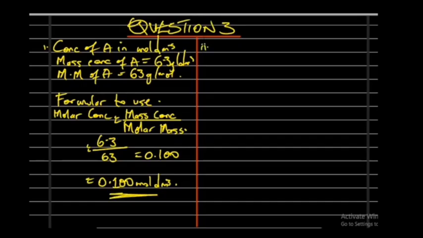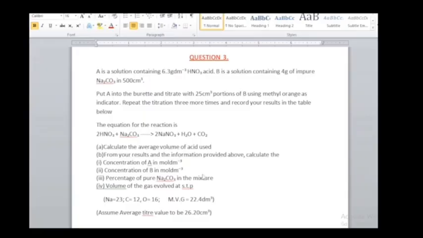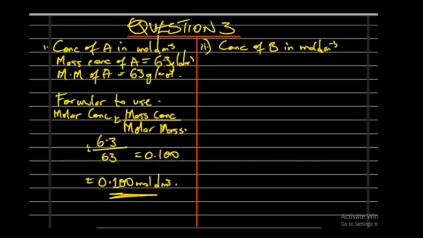And then 2, we are told to calculate the molar concentration of B in moles per dm cube. That is what the second question they told us to calculate, concentration of B in moles per dm cube. So this is how we go about that. Formula to use, we are using CAVA over CBVB equals NA over NB.